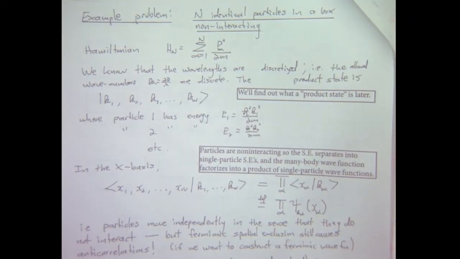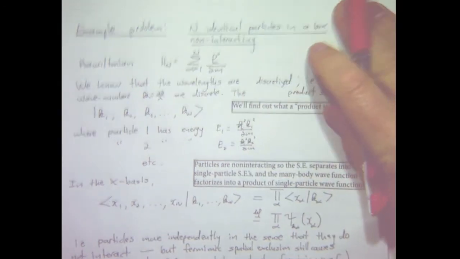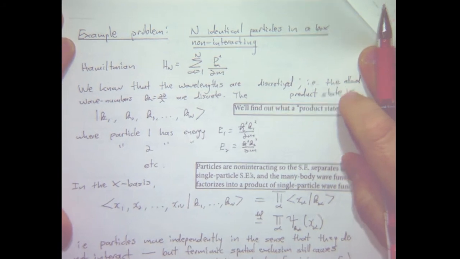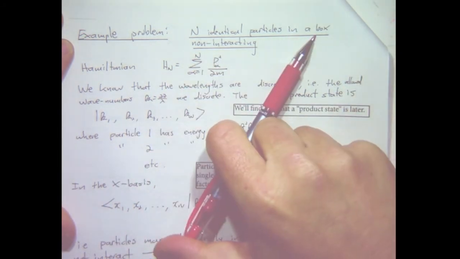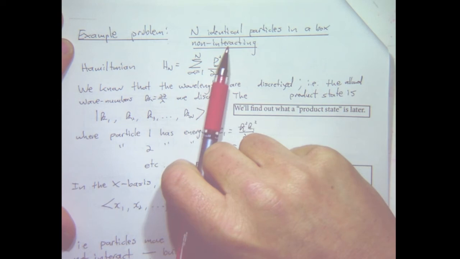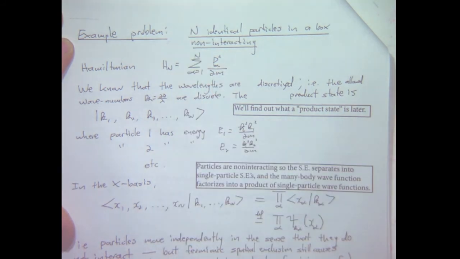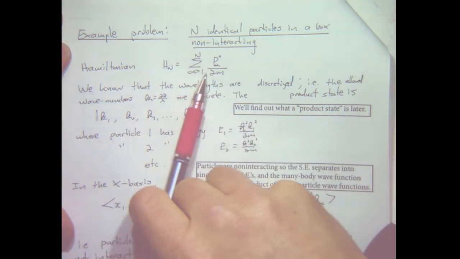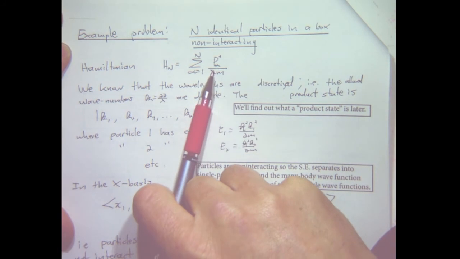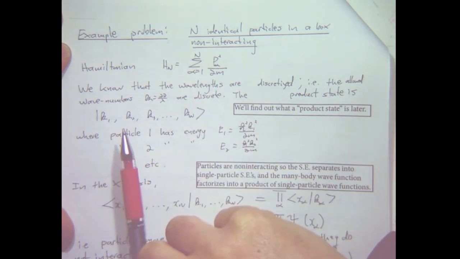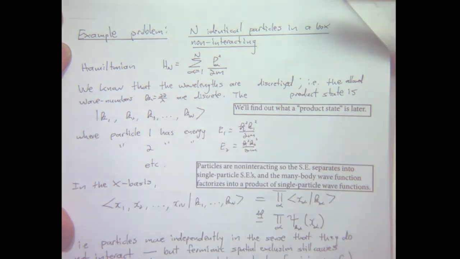Let's have some concrete example of a problem, something that we can do easily. So we have n identical particles in a box. Let's just say they're not interacting, and there are no external forces. So the Hamiltonian is just the sum of the kinetic energies. Very simple. If it's in a box, then there's no potential. Yeah, particle in a box. I'm thinking of an isolated system. Okay, particle in a box, so by definition it's the box potential.